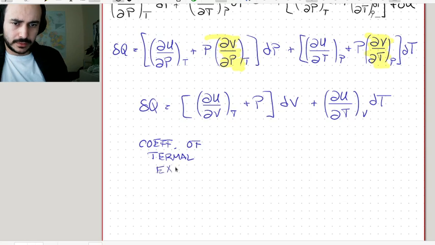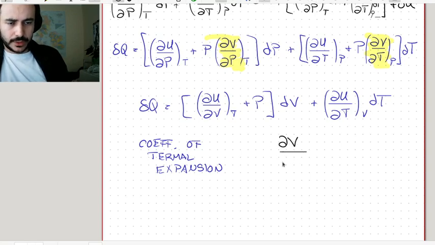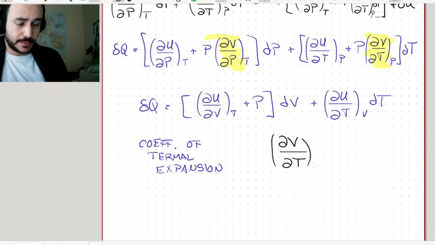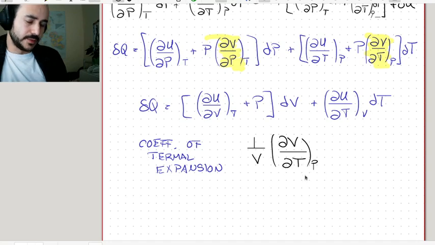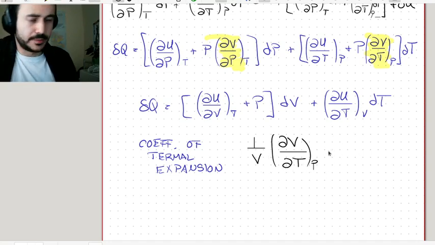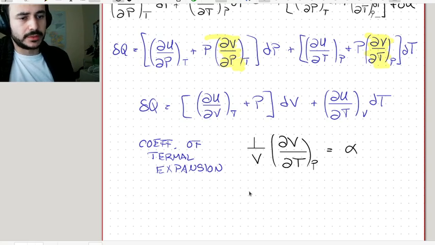So what's that? What does that sound like? Well, to me, that sounds like the change in the volume when you change the temperature. So how much you expand as you increase infinitesimally the temperature at constant pressure, okay? And usually you want to normalize this by the total volume, because this derivative will depend on the total volume and you want to have it independent of that. And you give it a name, and this name is alpha, coefficient of thermal expansion. Okay, so alpha is appearing here, right?